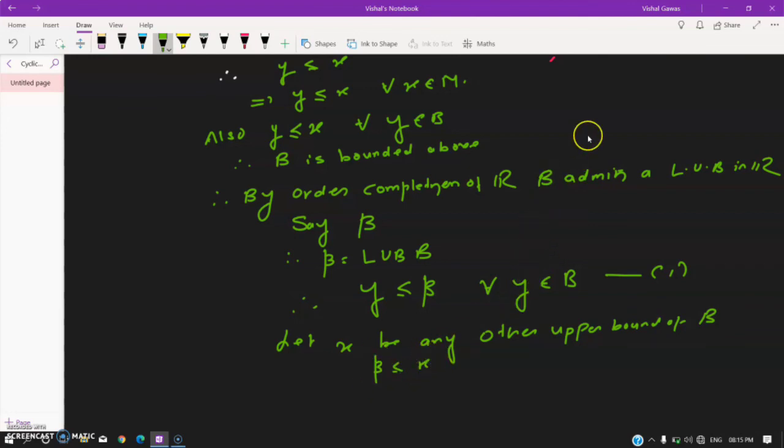And what are the upper bounds of the set B? These are all in M, right? So this will be true for every X in M, right? So this is true. Therefore, from 1 and 2, the same idea, right? This tells us that M is bounded below, and then this tells us that beta is the greatest lower bound of M, right?